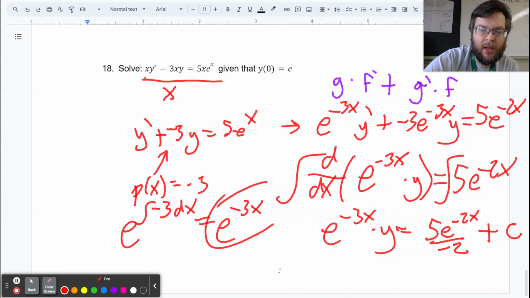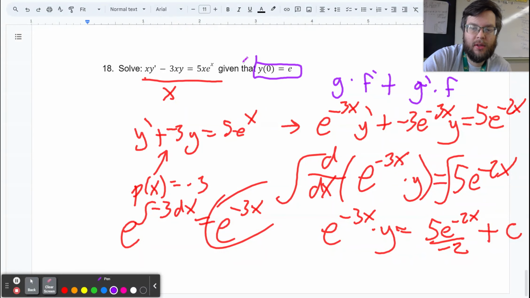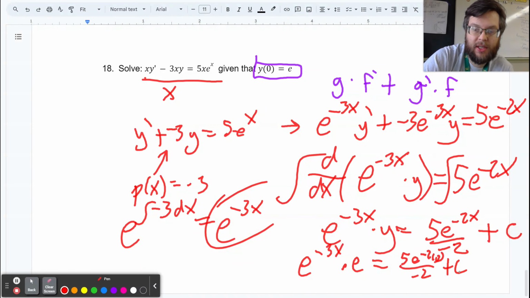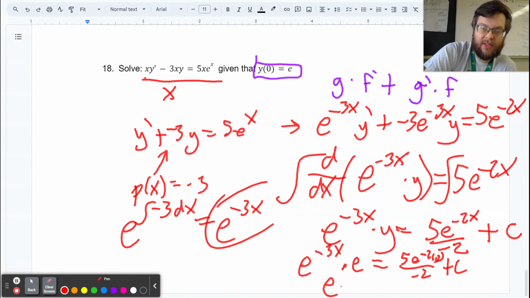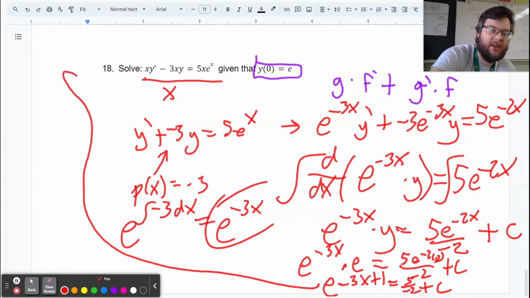So then I have, I would actually suggest, yeah, maybe we should use our initial condition right now. So we know that y of 0 equals e. So if I plug that in, then I have e to the negative 3x times e equals 5e to the negative 2 times 0 over negative 2 plus c. In other words, this is e to the negative 3x plus 1, and this is 5 over negative 2 plus c. So if I'm going to try to finish it out up here.